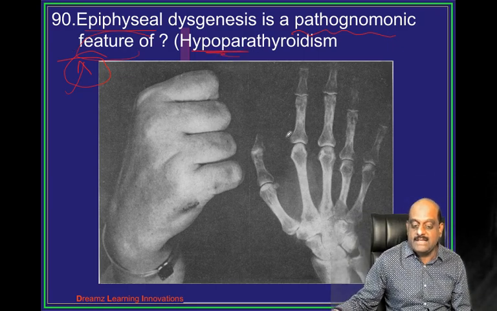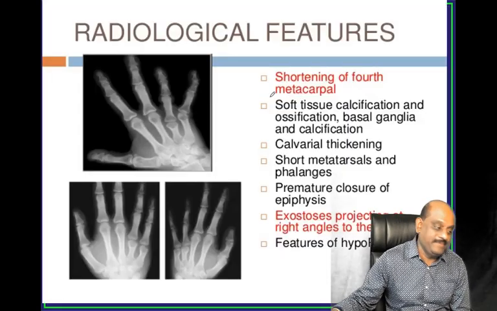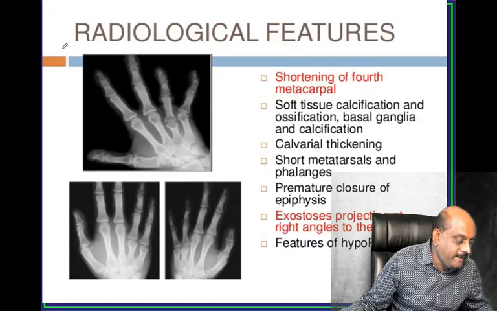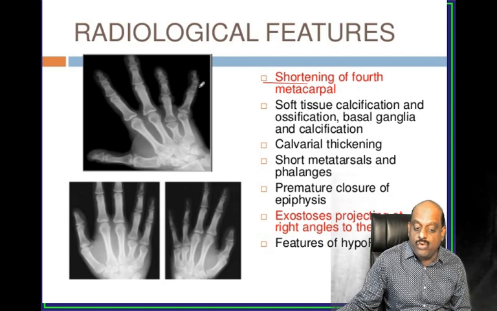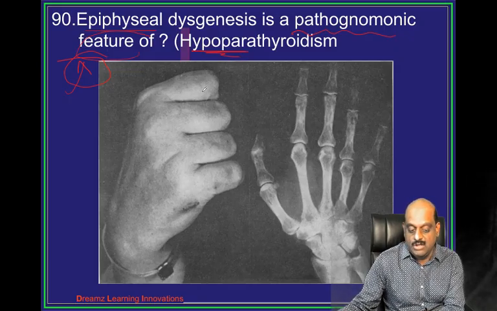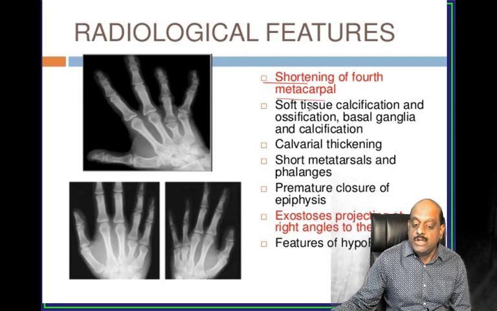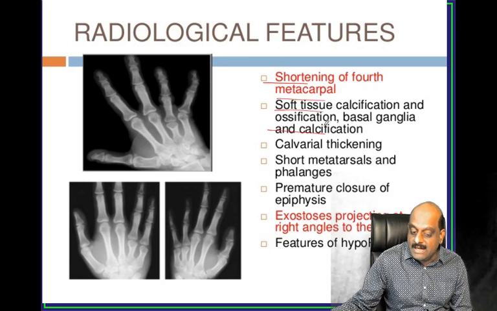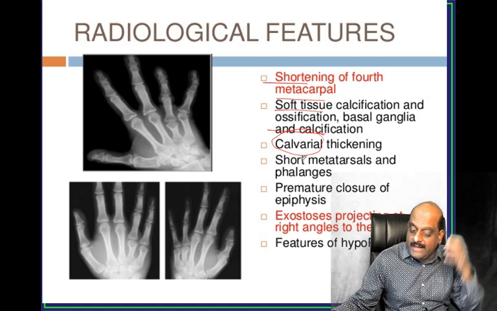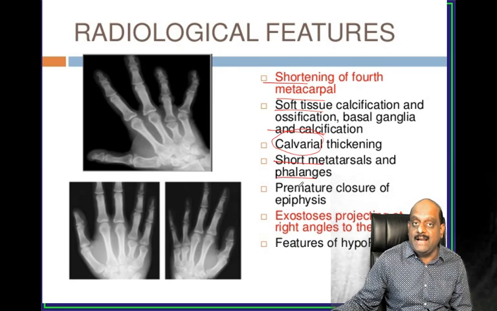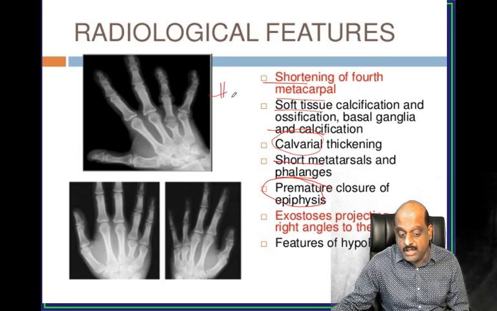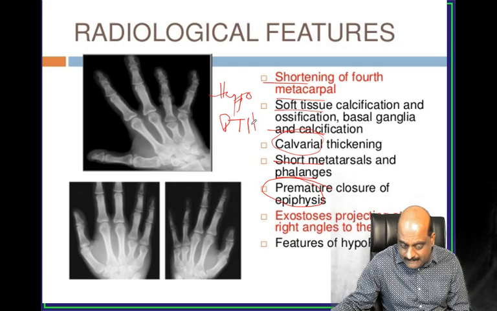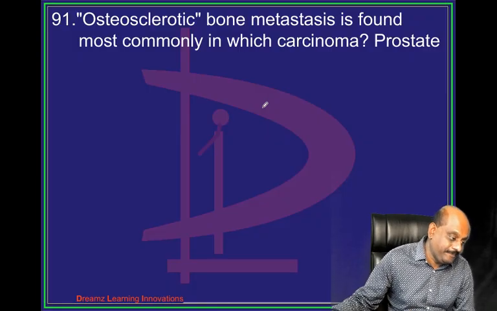Hypoparathyroidism. Classically seen in hypoparathyroidism. So typically, doctor, in hypoparathyroidism, what do we see? There can be shortening of the fourth metacarpal, soft tissue calcification, basal ganglia calcification, calvarial thickening, short metatarsals and phalanges, premature closure of epiphyses. Those are all the features of hypoparathyroidism that you need to remember.